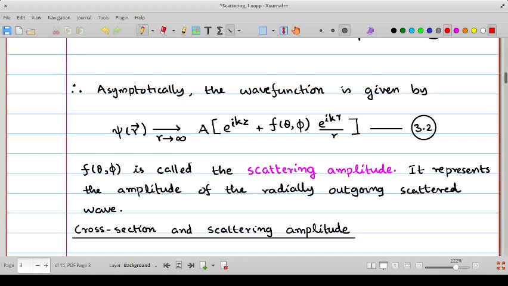So asymptotically, that is when the radial distance from the scattering center is very, very large, the wave function has the form A times e to the power ikz representing the incoming beam of particles, and f of theta phi times e to the power ikr by r representing the radially outgoing wave of particles after scattering. And this quantity f(theta, phi) is called the scattering amplitude. It represents the amplitude of the radially outgoing scattered wave and is related to the differential scattering cross section.